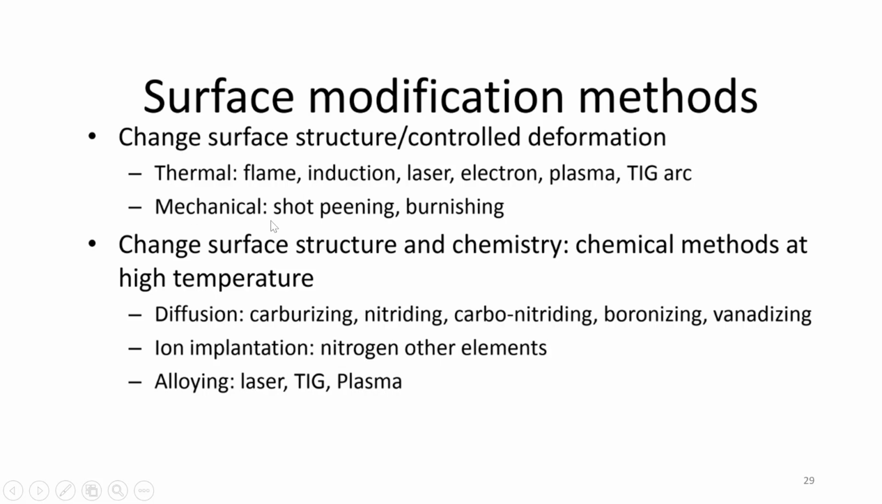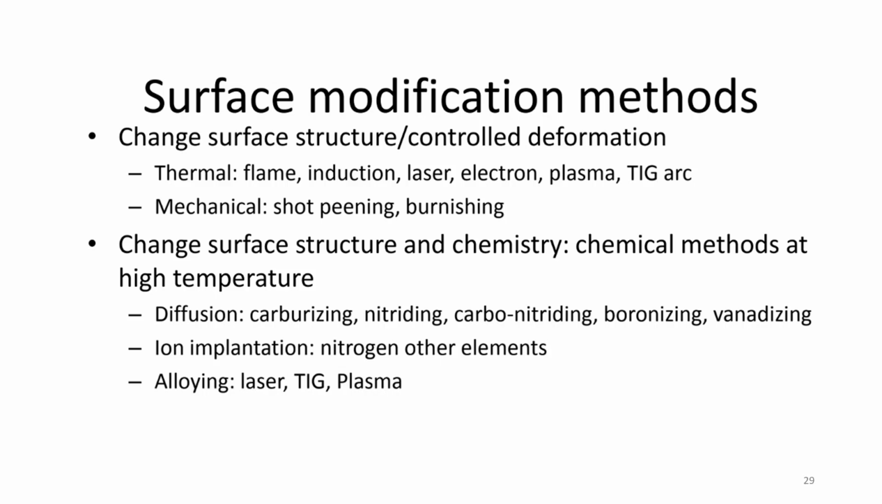In case of mechanical, we have shot peening and burnishing. So the surface of material is deformed with these blasting of shots or other processes, which leads to introduction of some compressive residual stresses near the surface. It improves the fatigue properties of the products.